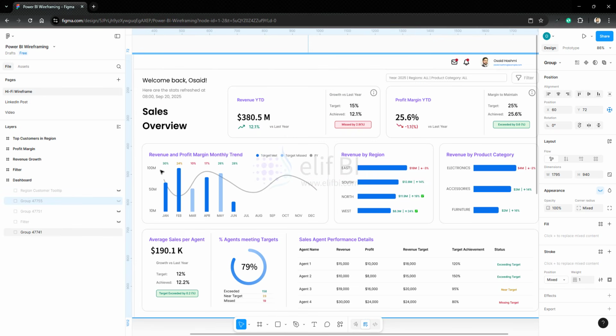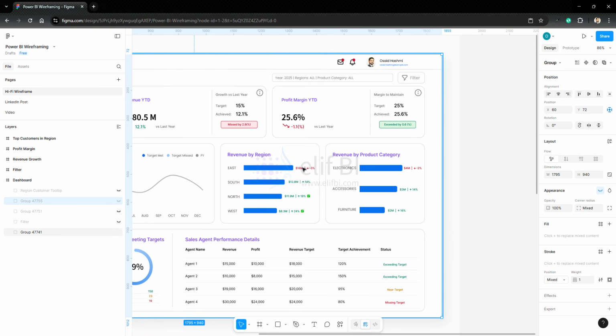Then on the left hand side, we've got this revenue trend. We are showing the color, whether the target was met or the target was missed. And here we can see the revenue. This is the prior year line, and at the top we are seeing whether the profit margin was achieved or not according to the set threshold of 25%.